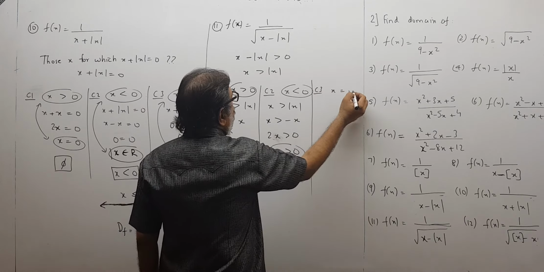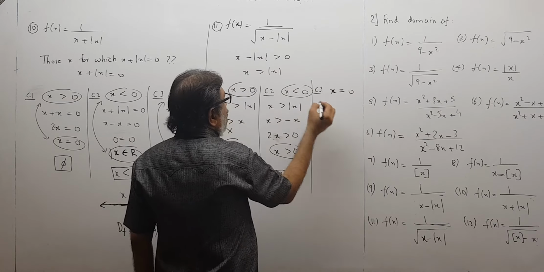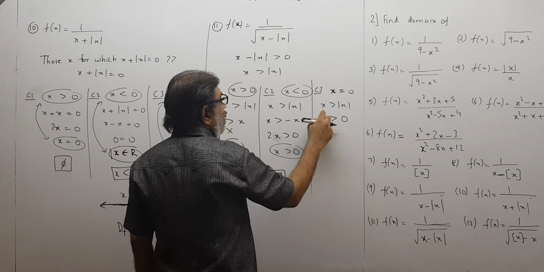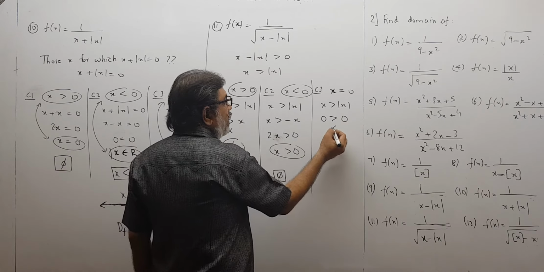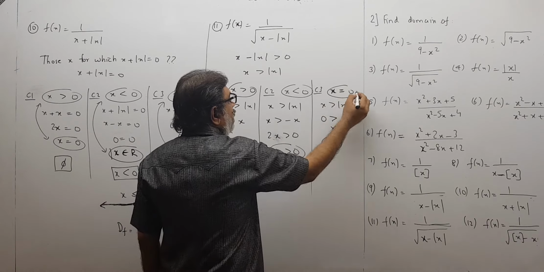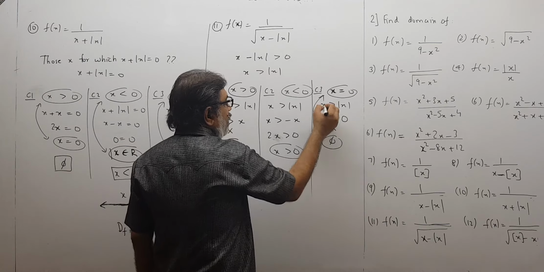Case 3, x equal to 0. Take it over here. We want x greater than mod x. So 0 greater than 0. This is a wrong conclusion. 0 cannot be greater than 0. So I get null set. This is my conclusion. This was my precondition. Intersection: null set.